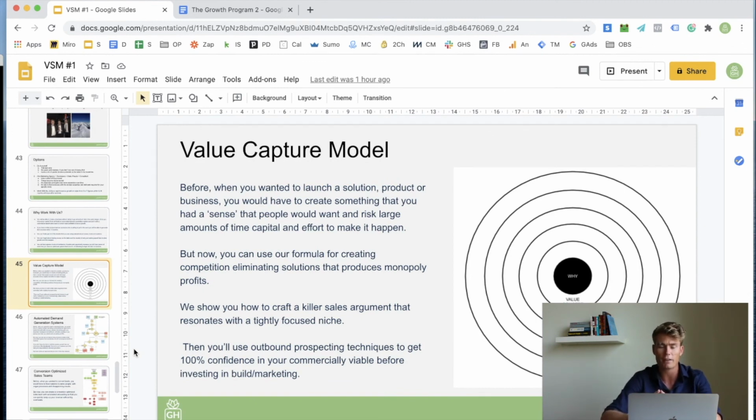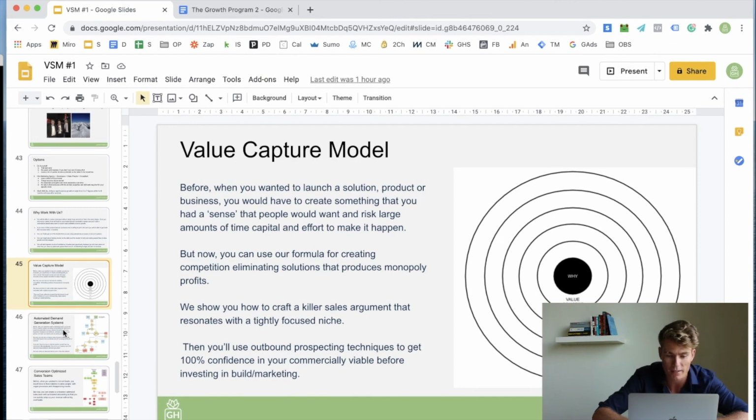We'll show you how to craft a killer sales argument that resonates with a tightly focused niche, and then we'll use outbound prospecting to test that niche, okay, and make sure that they're going to respond to the solution that we've got at the price that we are offering as well, okay? So this is a way that we would give you a really valuable business model and then allow you to test it in the market without the risk.